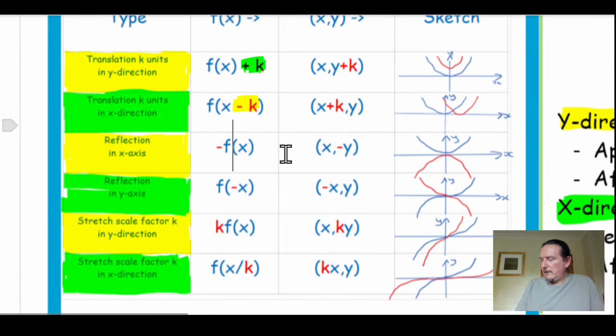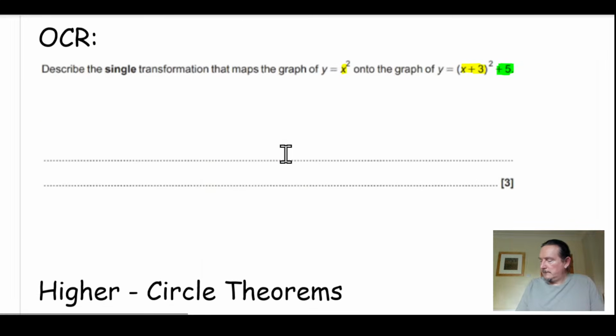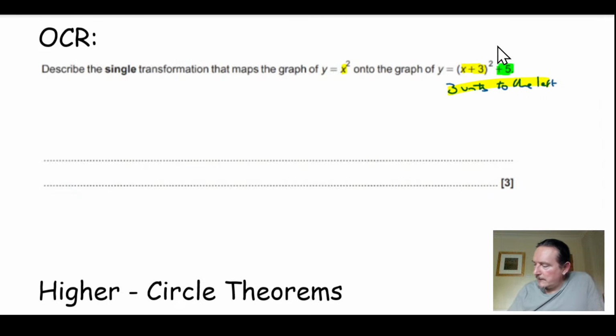Okay, so let's have a look at how that would have happened then. So x plus 3 is actually 3 units to the left. The sign is always in the opposite direction when you put it inside the bracket. So that's going to be 3 units to the left. That one there, the yellow bit is going to shift it 3 units to the left, and the green bit is going to shift it 5 units up.